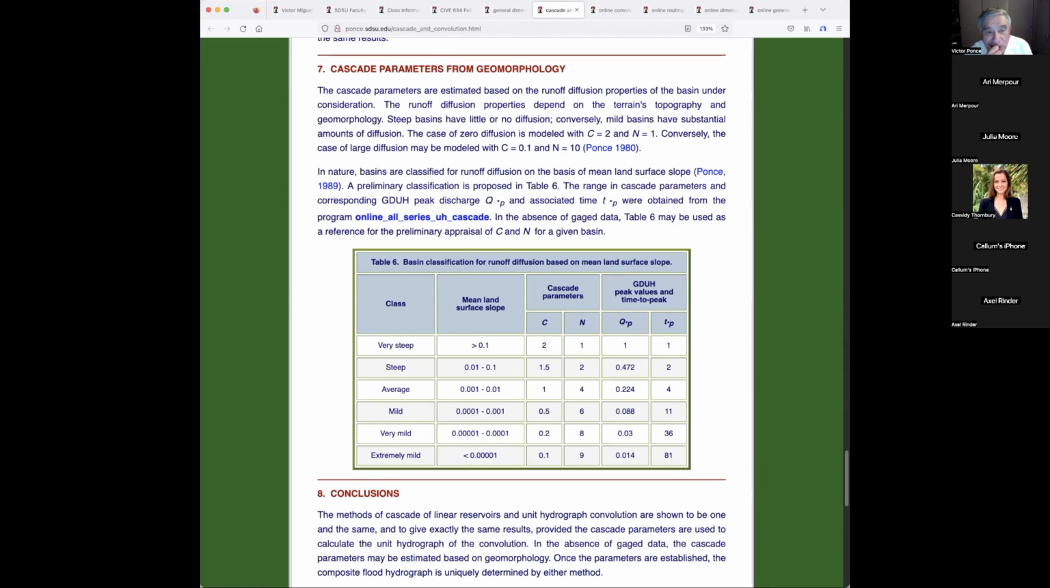Conversely, the case of large diffusion may be modeled with C equal 0.1 and N equal 10, which would resemble the cases of base flow that Don Newton simulated in the Columbia River in the 40s and 50s. In nature, basins are classified for runoff diffusion on the basis of mean land surface slope. And here I have a preliminary table, which we put together in the year 2009, based on our experience. Very steep, mean land surface slope greater than 10%.